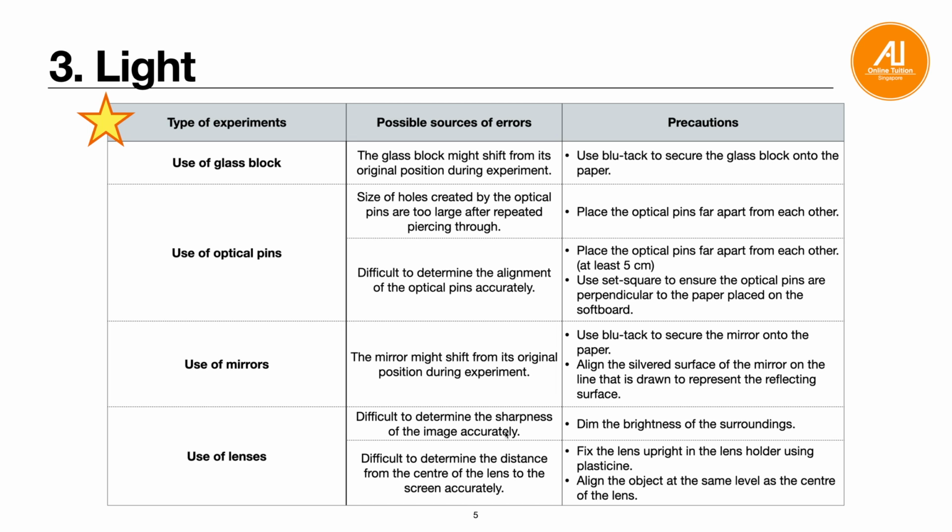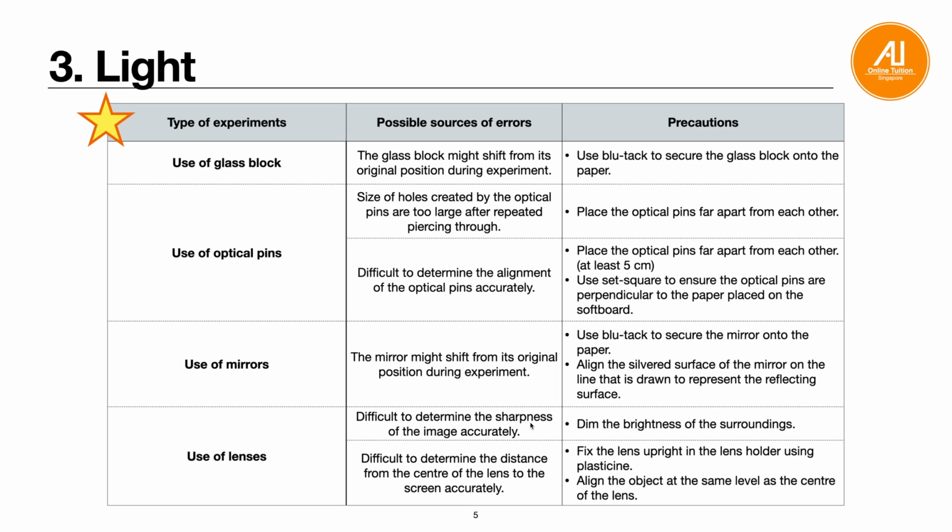Okay, and then of course, once in a while you might use a converging lens. So you put it on your lens holder. It is difficult to determine the sharpness of the image accurately. So usually for this type of experiment, you need to shift your lens backward and forward until you see a sharp image on your screen.